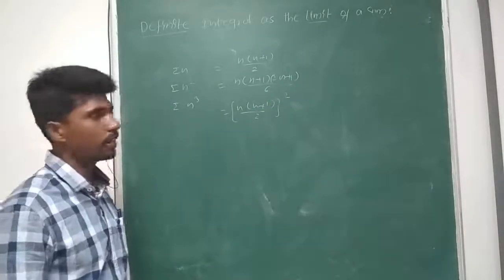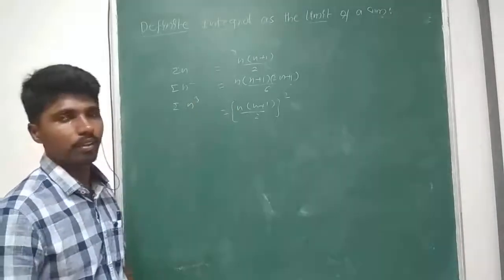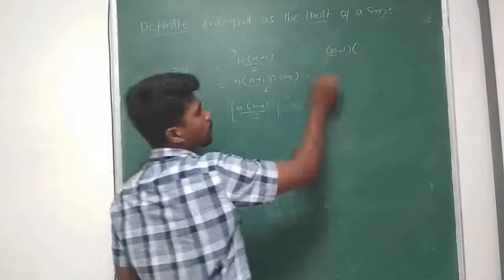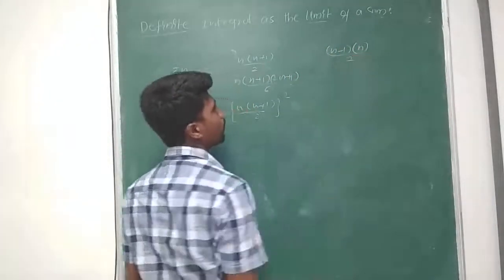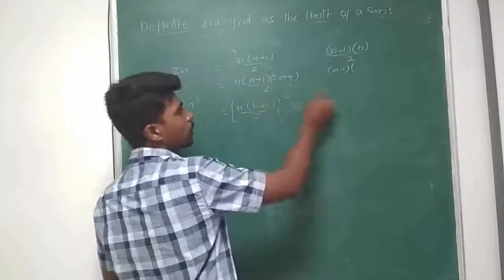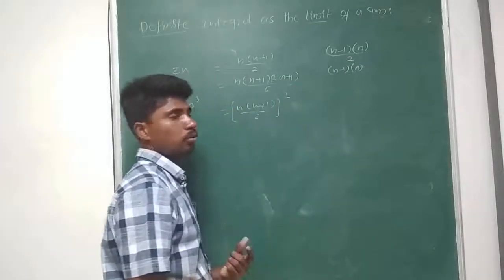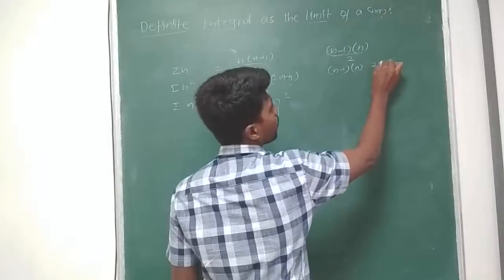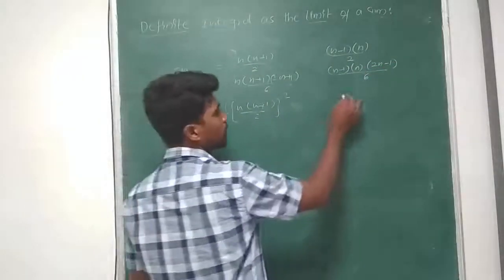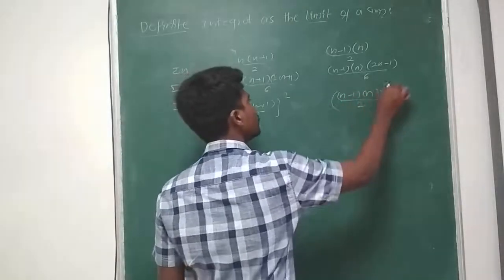If I want to consider till n minus 1, this becomes n minus 1 into n minus 1 plus 1, which is nothing but n, by 2. Then 2 into n minus 1, which is 2n minus 2, plus 2 gives 2n minus 1, whole divided by 6. And this particular thing is nothing but n minus 1 into n by 2 the whole square.